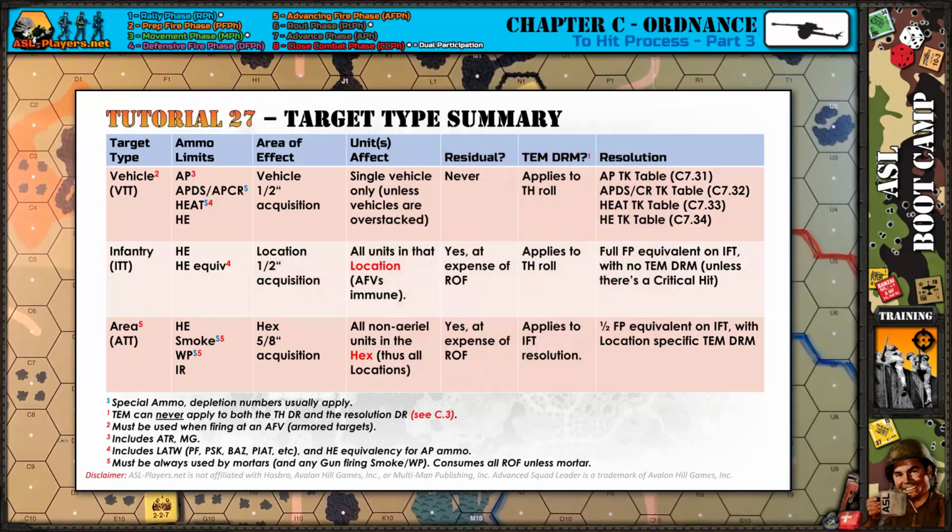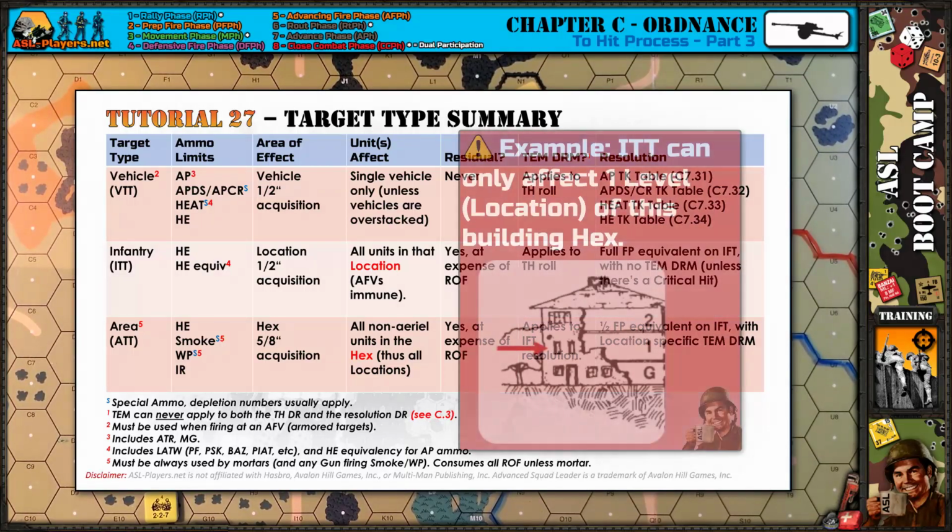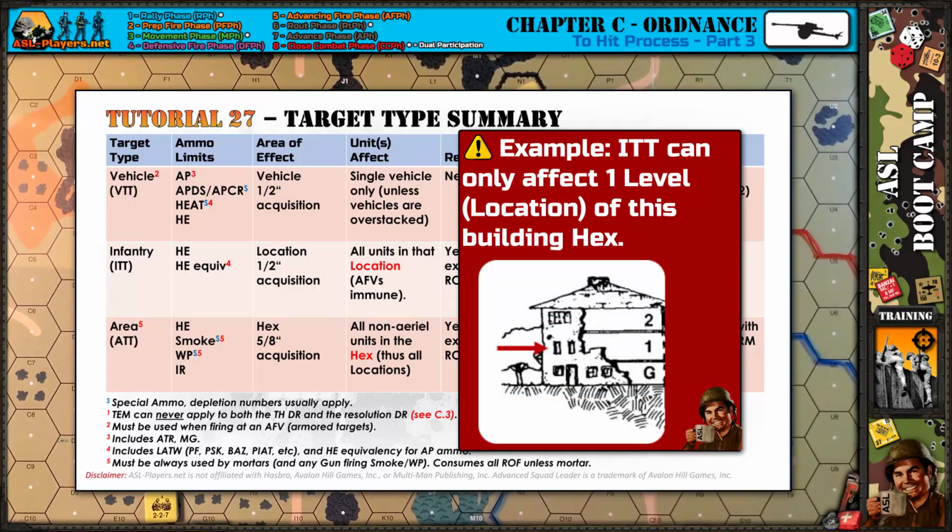Area of effect: location, and it typically leaves a half-inch acquisition. Units affected: all units in that location. Starter kit players, there's no such thing as a location in your rule set. In ASL, location is an important concept. So if you have a building with a ground level, first level, and second level, for example, you must target the floor that the target is in.